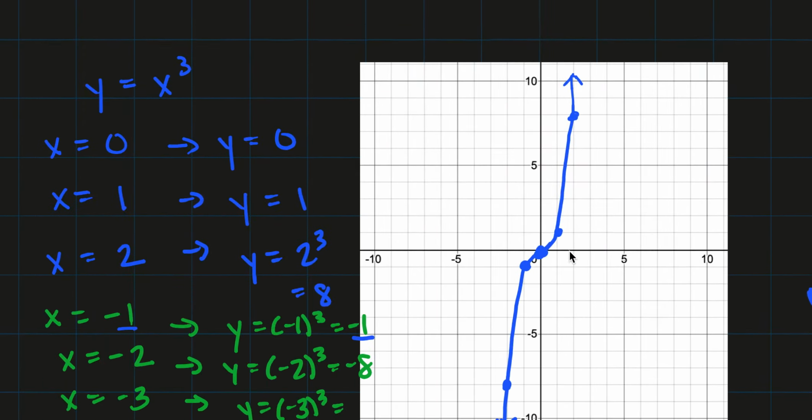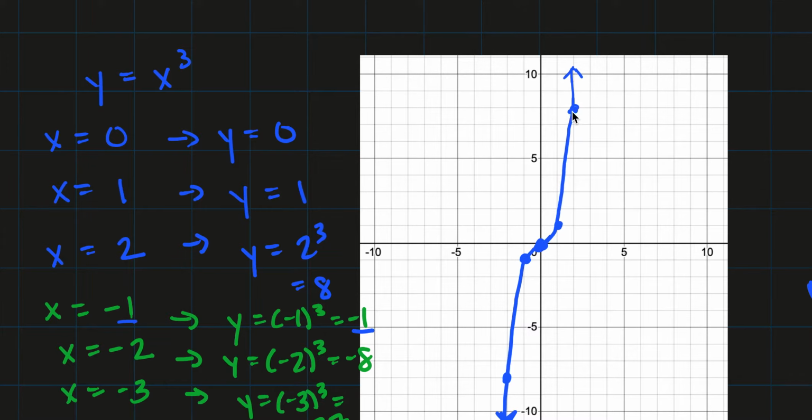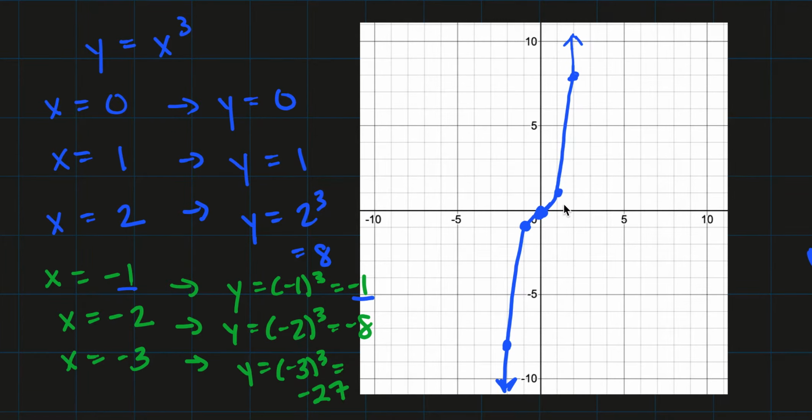And for this graph, we plotted 5 points, and we have a good idea of what it looks like. The more points you plot, the better the graph you're going to get, the more accurate of a graph. But what we're going to learn is we're going to have certain functions or certain equations like this one where we're going to memorize what it looks like.